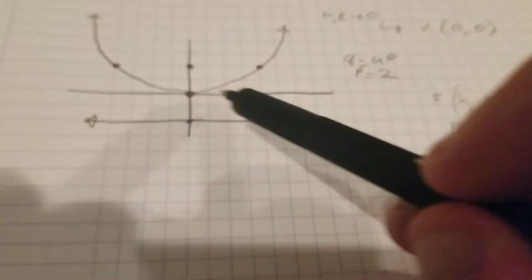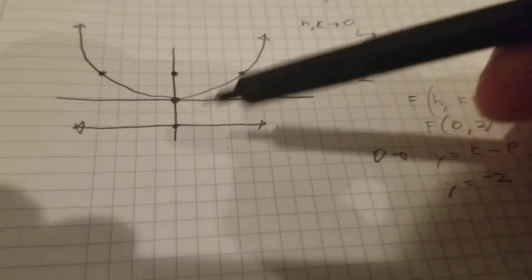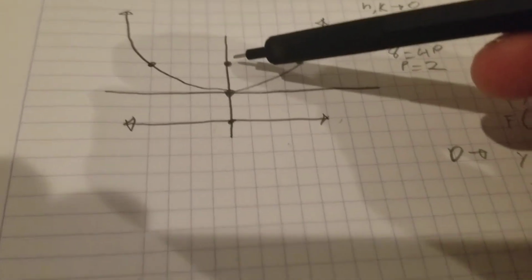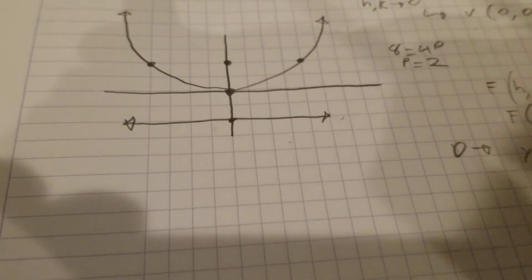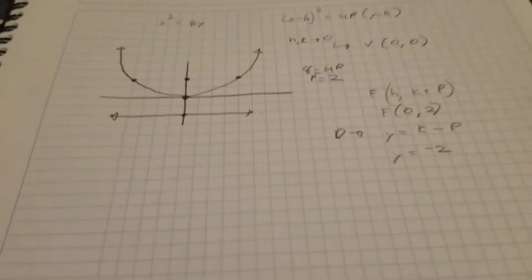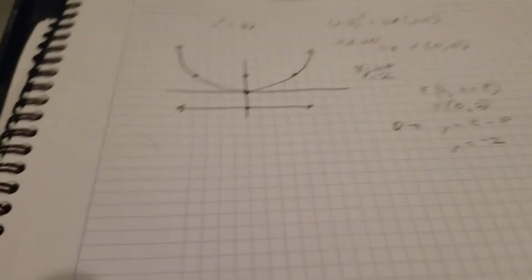This is our x-axis, our y-axis. Here we see our focus and our directrix. So that's the first example. We're going to do one more.